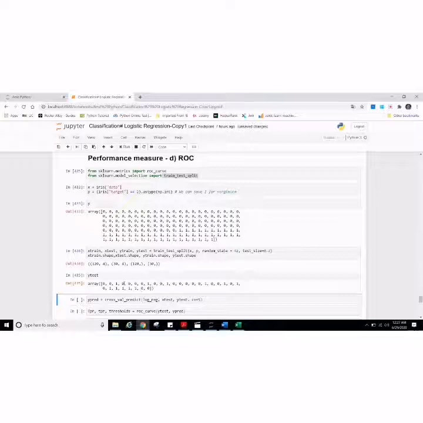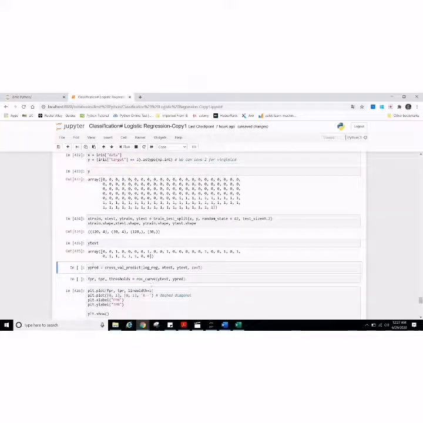Now you can say it has been shuffled, right? Yeah, before it was like 0 0 and later 1. Now I will calculate Y predict. For that we'll use cross_val_predict, which we have already imported.